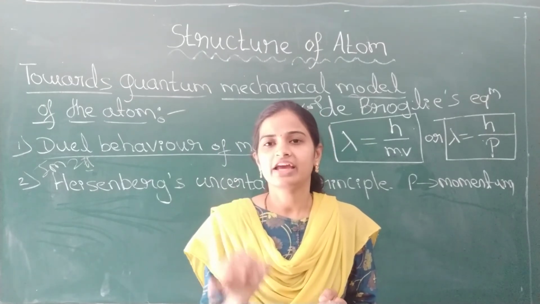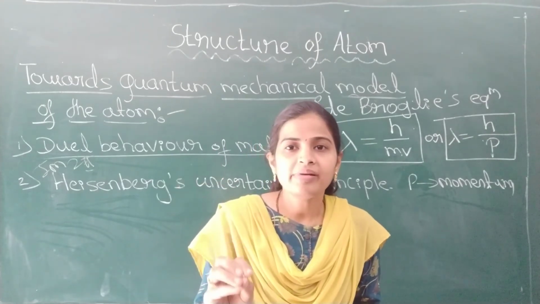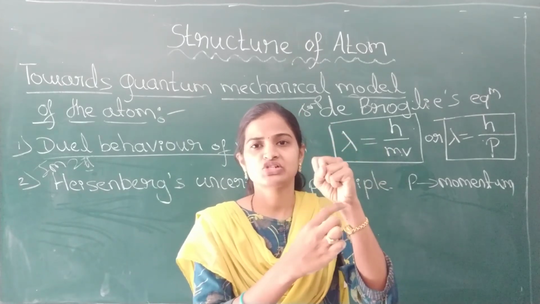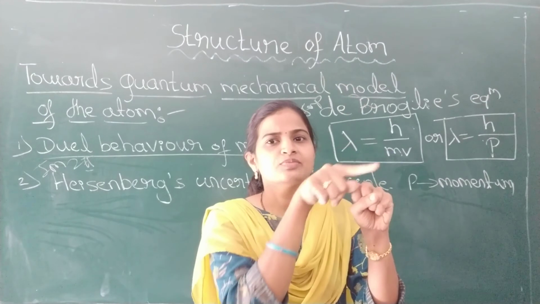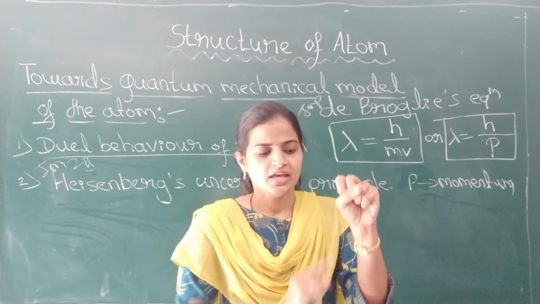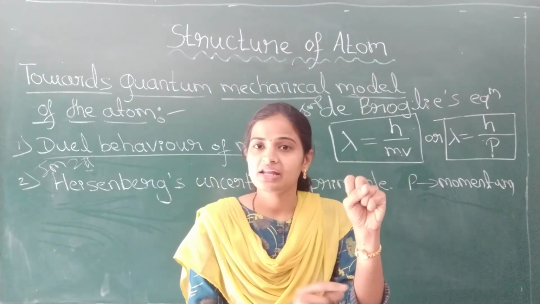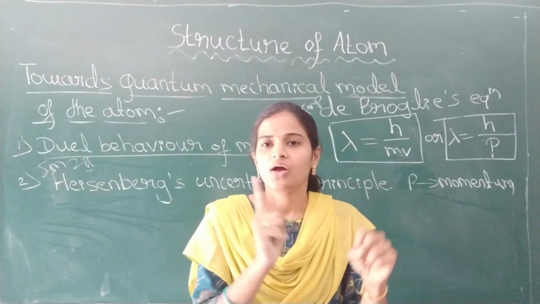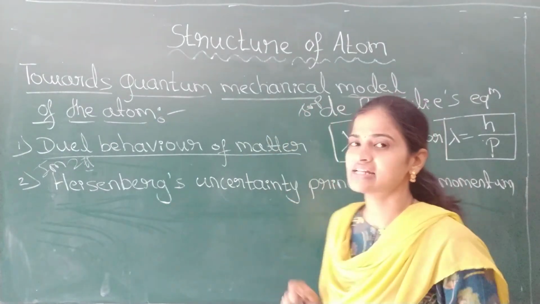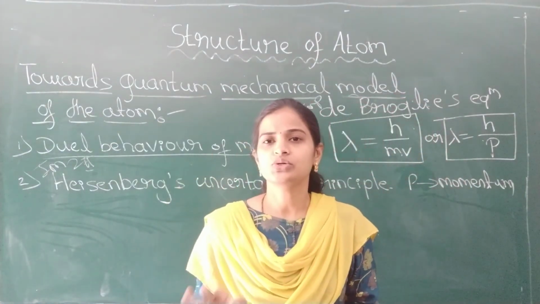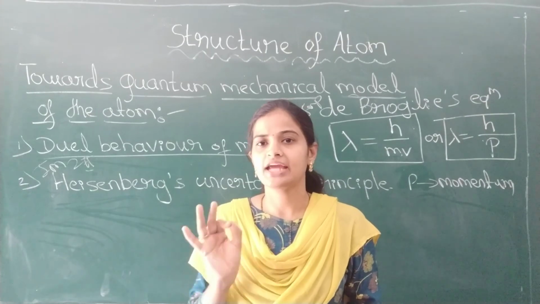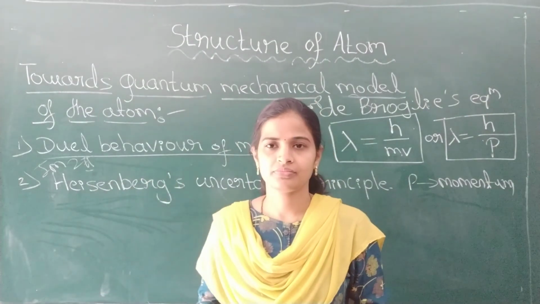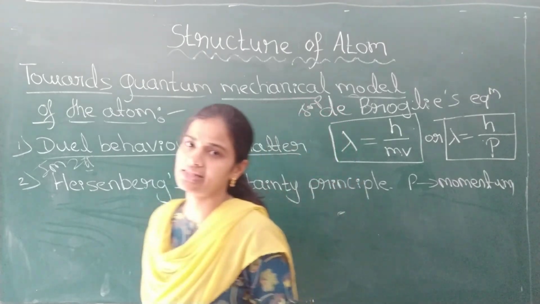What we can tell is only the probability of finding the electron. If this is the nucleus in a 3-dimensional state, we can tell that in this much of space the electron may be present. But we cannot exactly point out and say that the electron is here. What is the statement of Heisenberg's uncertainty principle? It is impossible to determine the exact position and momentum of an electron simultaneously. More about this we will study in the next class. Thank you.